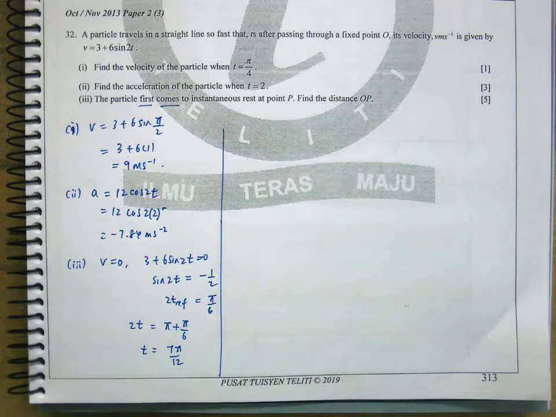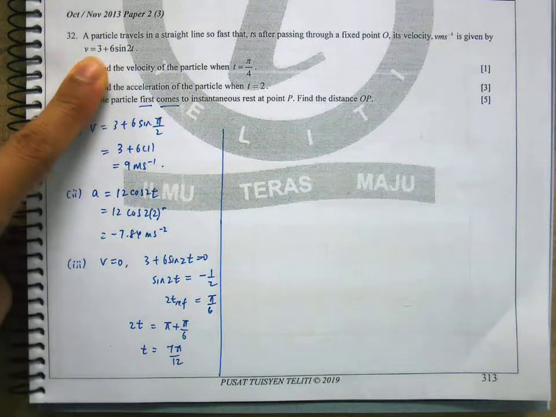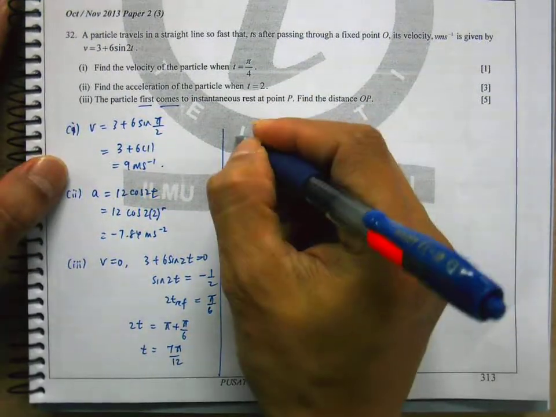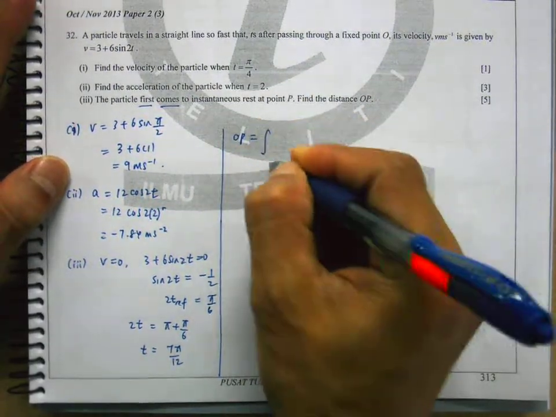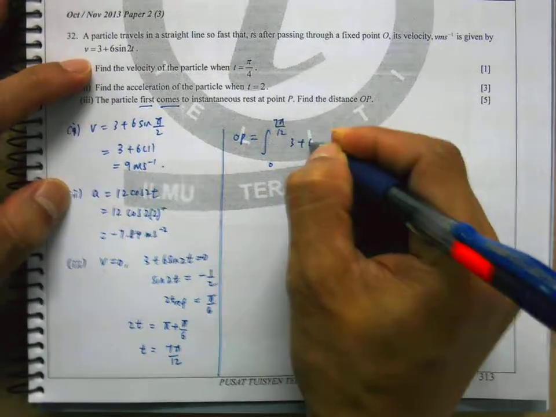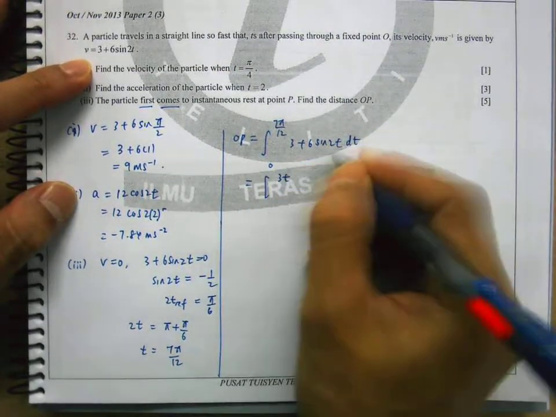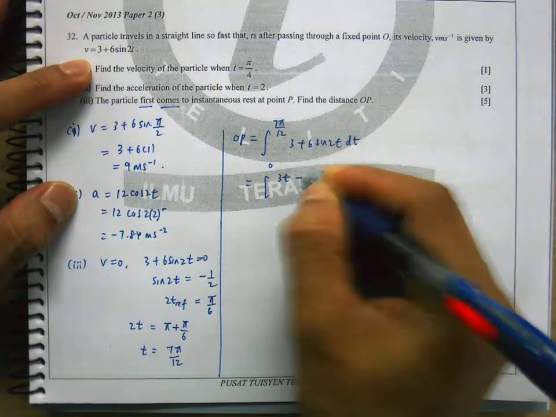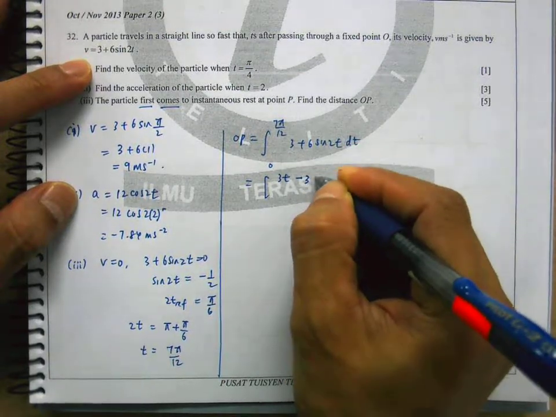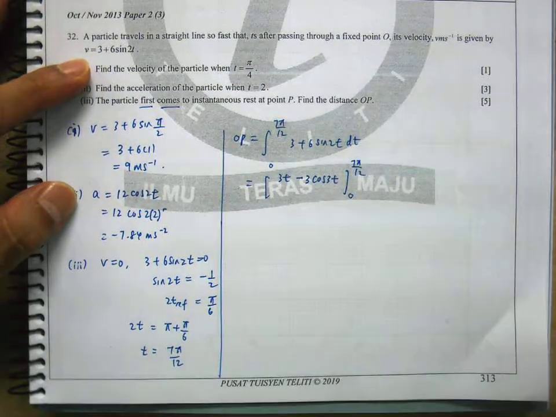Distance. Now, I think for the particle, we can just use a definite integral. Some people will integrate velocity to get displacement, then find the c value, then they substitute inside. You can do that. But the faster way in this case, I would say, is to integrate from 0 to 7 pi over 12 of this function, 3 plus 6 sine 2t dt. When I integrate 3, I get 3t. When I integrate sine, I get negative 6 divided by 2, which is 3 cos 2t, from 0 to 7 pi over 12.